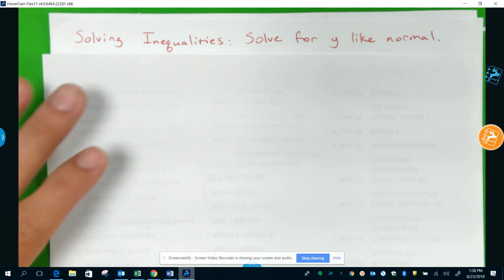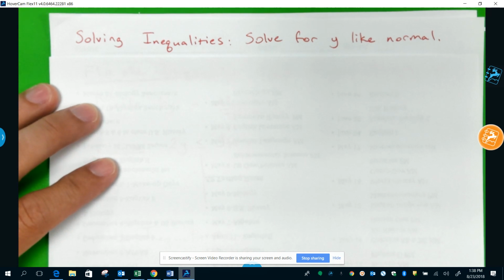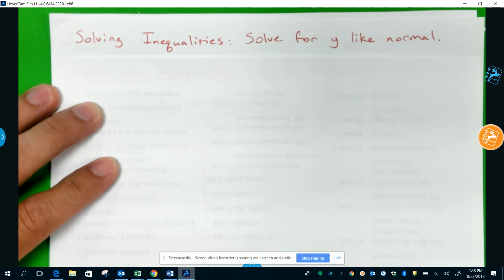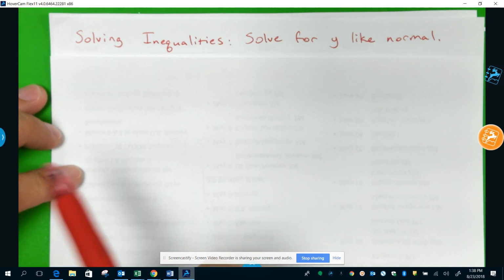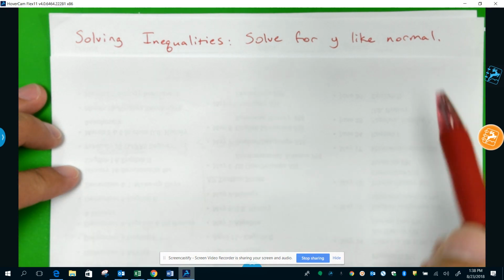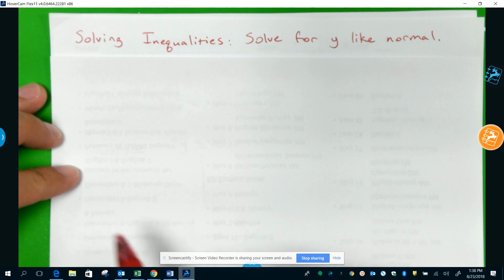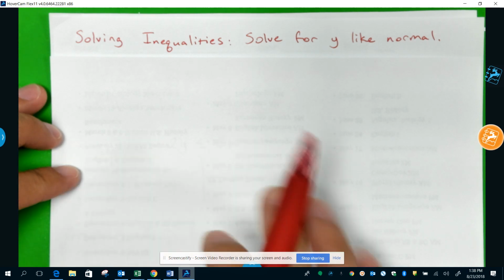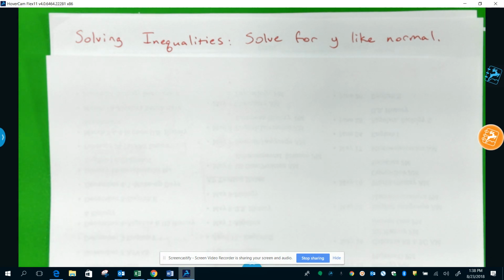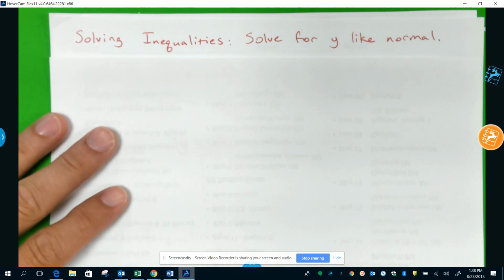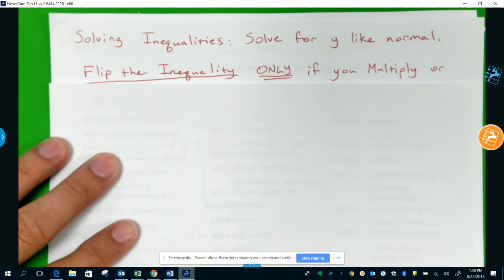Okay, today we are going to be graphing linear inequalities. Inequalities are very similar to the equations that we've been looking at, except now we don't have an equal sign in our equation. Now we have inequalities, which are greater than signs or less than signs. So we're going to be talking about how to solve those.